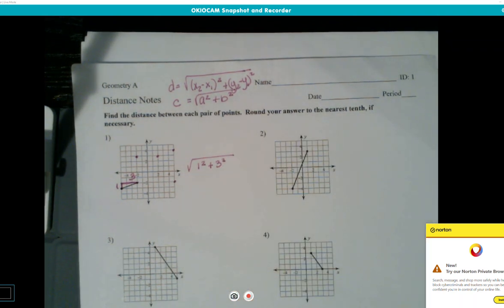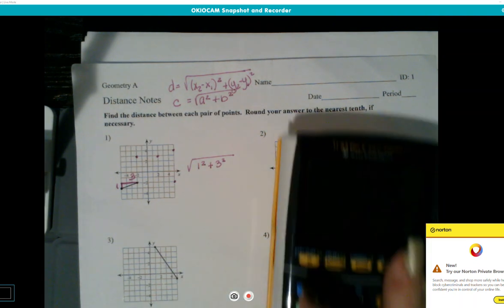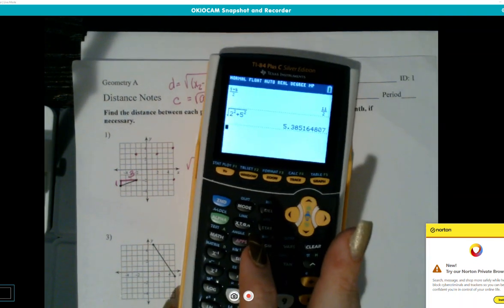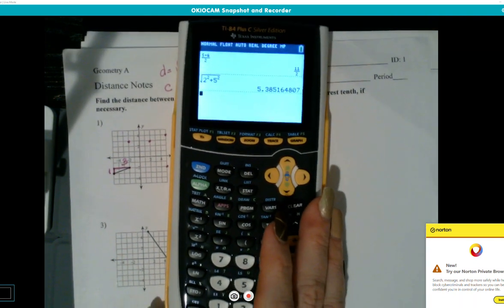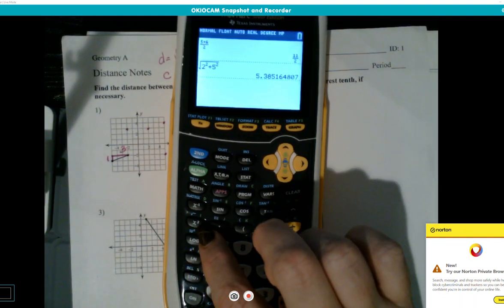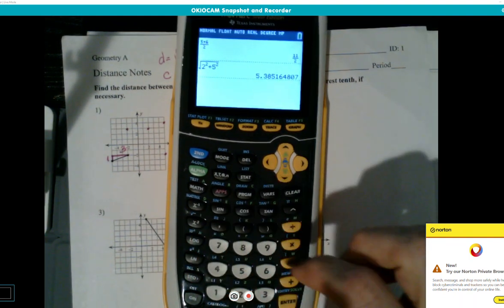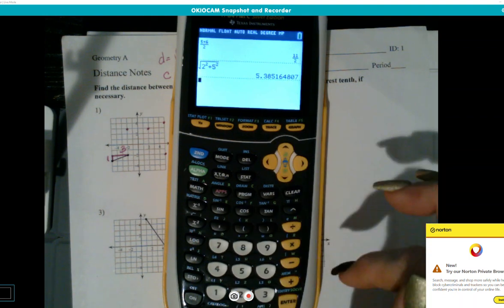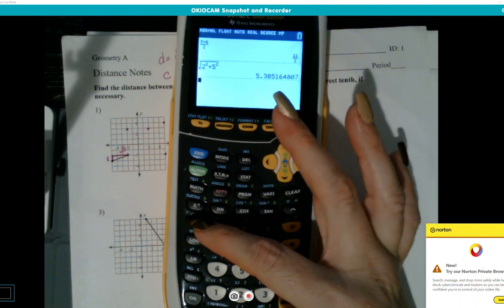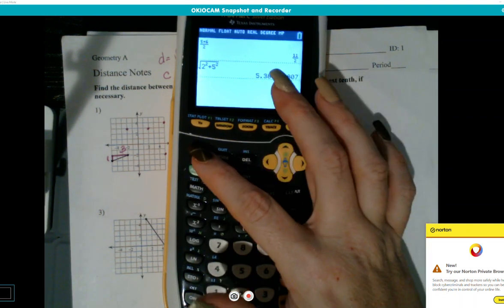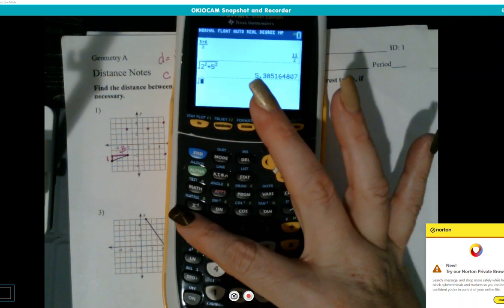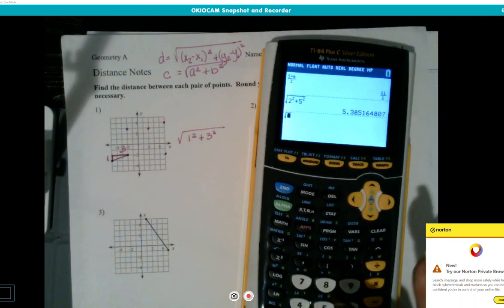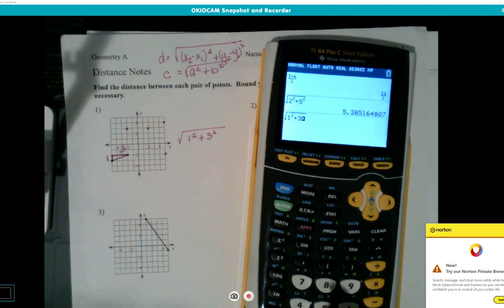And so when I do that, I am going to take my calculator. This might be something that you've not done before, but if you notice right here, x squared and the square root are the same button. One's blue. That means they're inverses of each other. Anything that's blue on your calculator, you hit the second button first. So second, square root, and then I'm going to type in 1 squared plus 3 squared. And that's going to give me my answer.